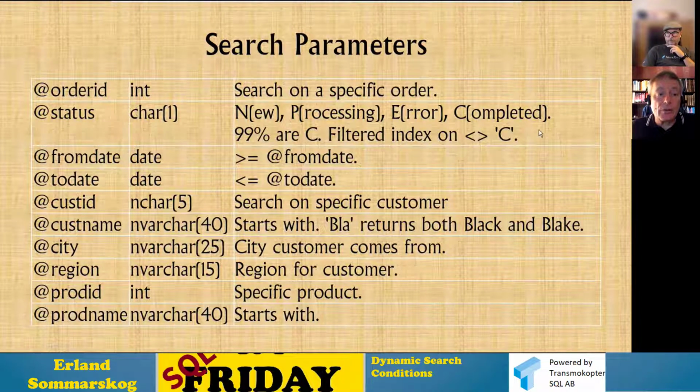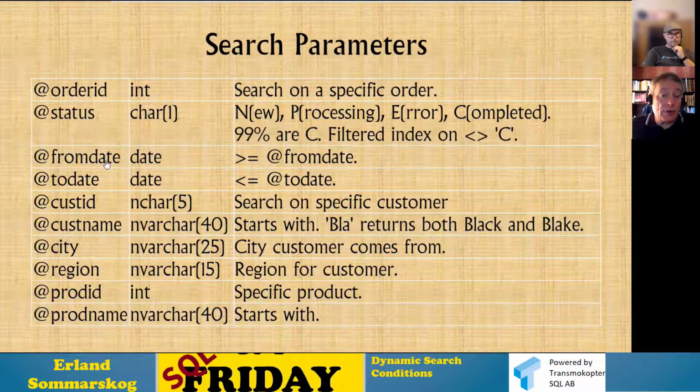So they can search for an order ID, which is of course the primary key of the orders table. You can search on the status of an order, and an order can be N for new, P for processing, E for error, or C for completed. Now, over 99% of the orders have the value C. So there is an index on the status column, but it's a filtered index because there's absolutely no point in indexing the value C.